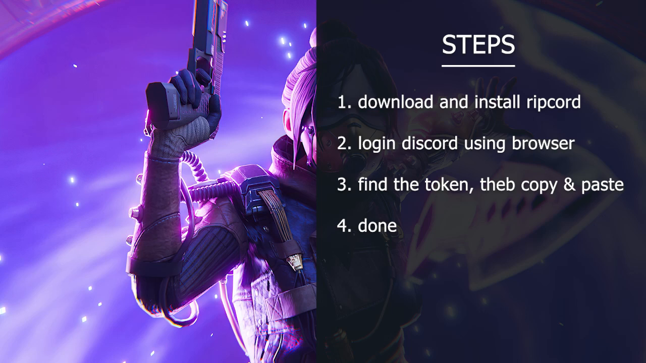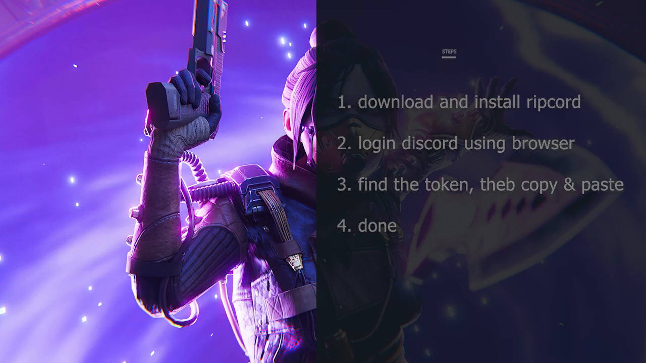So guys, here we have 4 steps. First you need to download and install the ripcord. I will put all the links in description, so don't worry about that. Second, we need to log in to your Discord account using a browser. In this case I'm using Chrome web browser, doesn't matter, you can use something like that. Third, we need to find the token. Just find the token, then copy and paste, right? I'm gonna show you all the tasks right now, so don't worry, just follow me. We can do this together, right?